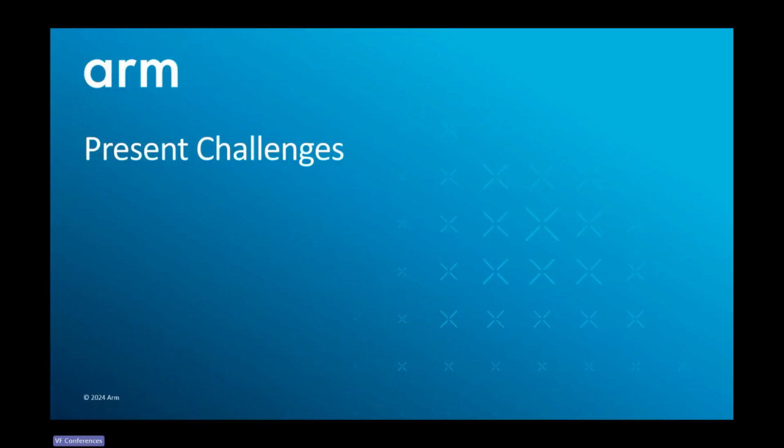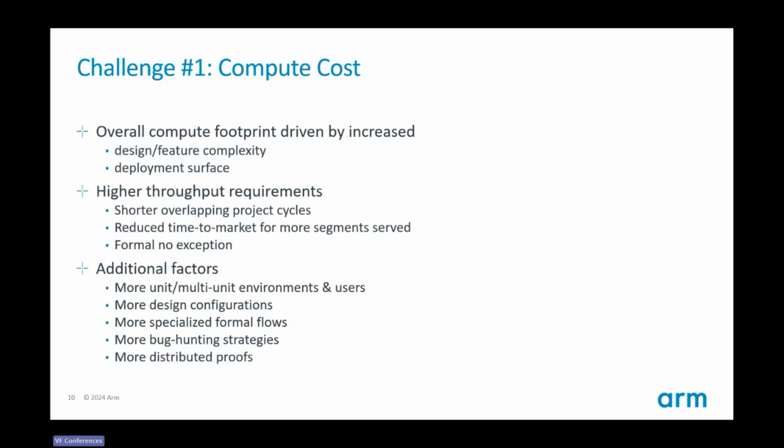So what are some of our current challenges? One of the biggest ones most recently has been compute cost. I think we've heard about it in some earlier presentations too, the amount of compute ARM spends on verification. So that's no surprise there. The design feature complexity has grown, as well as the deployment surface. We're deploying formal on more things, and part of it is also higher throughput requirements.